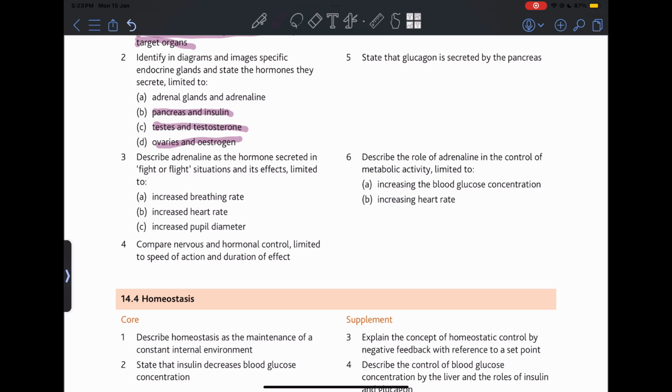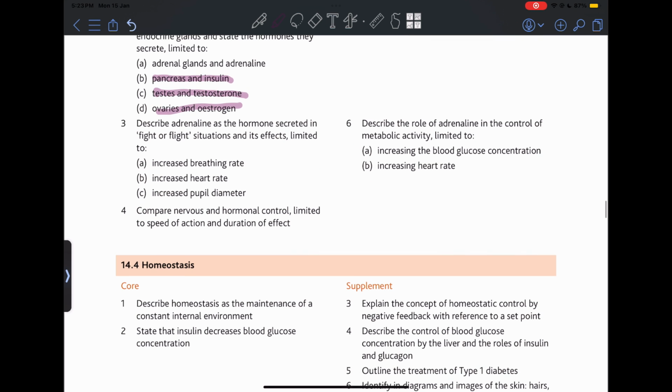Compare nervous and hormonal control limited to the speed of action and duration of effect. So the nervous system is much faster than the hormonal system, because it has the impulses. But hormonal control is much slower than the nervous system, because there are glands and hormones to be secreted, and these take time to work and have their effects.